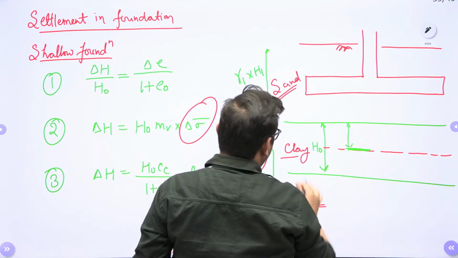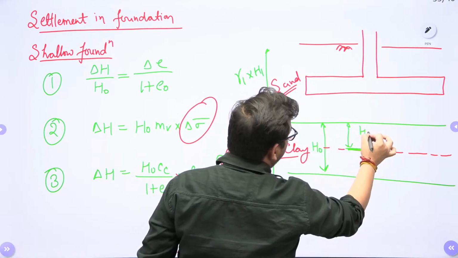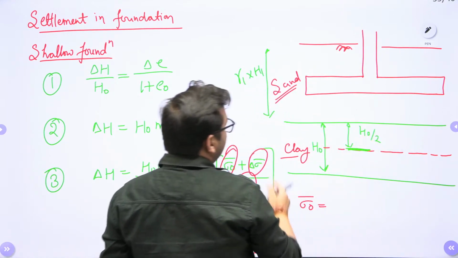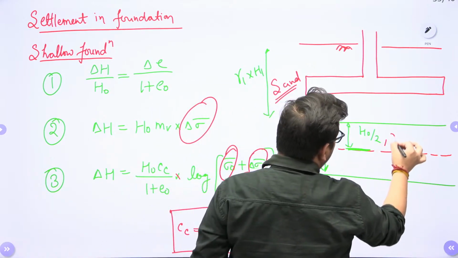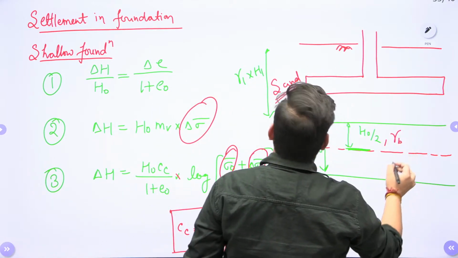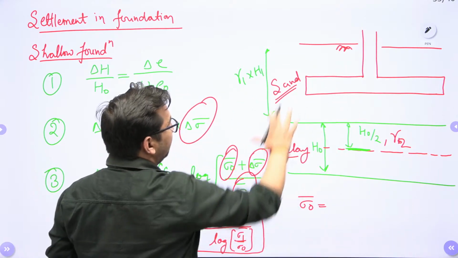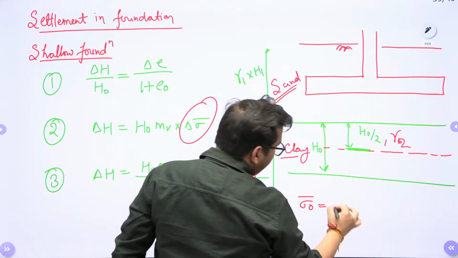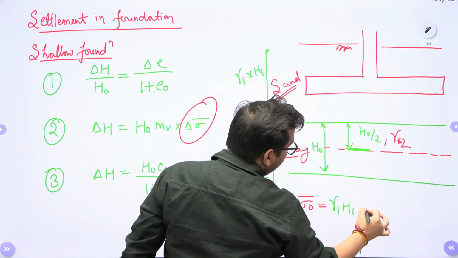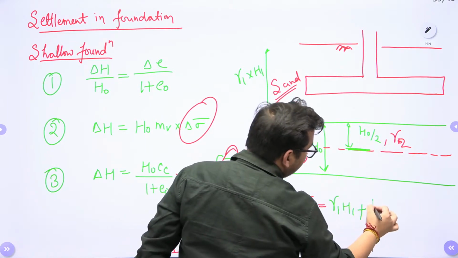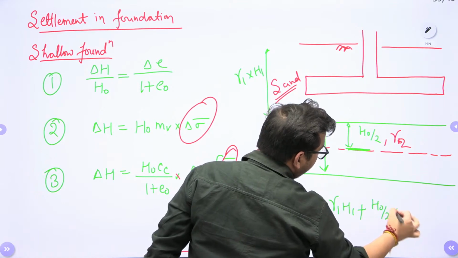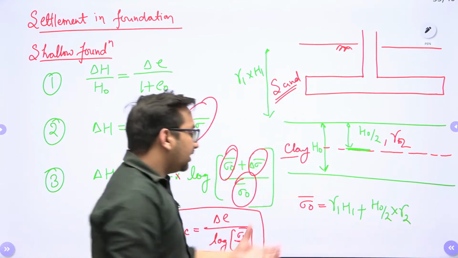If total thickness is H0, this is your H0 by 2. And let's suppose this clay layer has a unit weight gamma 2. So what will be my sigma naught bar? Sigma naught bar will be the effective stress due to this soil, gamma 1 into H1, plus the effective stress due to this soil, H0 by 2 into gamma 2. So this is your sigma naught bar value.